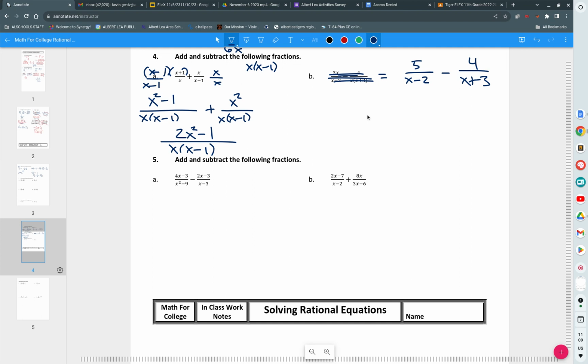What is going to be the common denominator? X minus 2, x plus 3. Yeah, x minus 2 times x plus 3 is going to be our common denominator. So as I write this out, 5 over x minus 2 minus 4 over x plus 3, I'm going to multiply the top and the bottom by x plus 3 for this fraction on the left-hand side. For the fraction on the right-hand side, I multiply the top and bottom by x minus 2 over x minus 2.